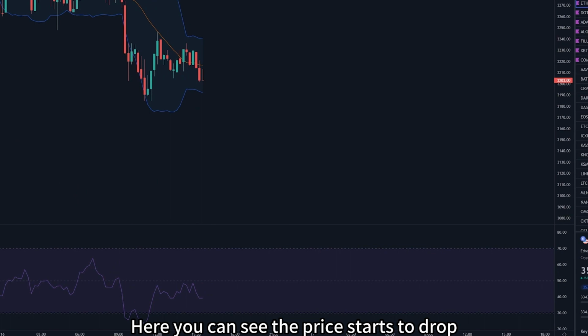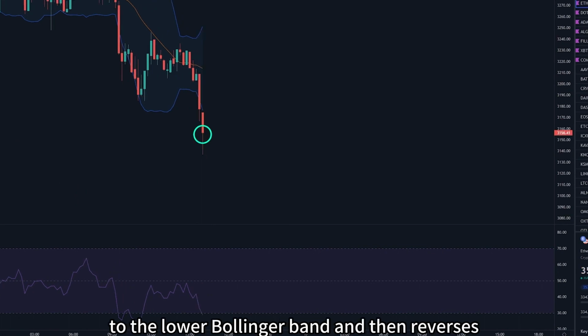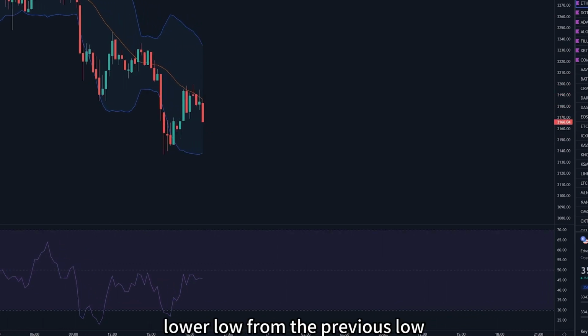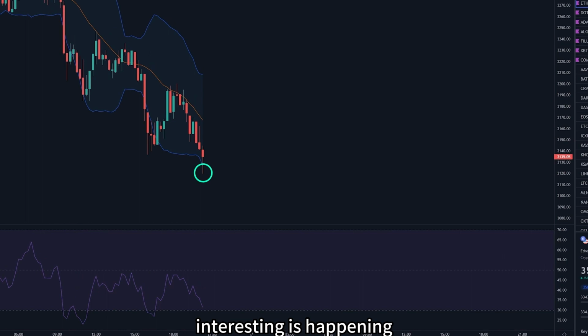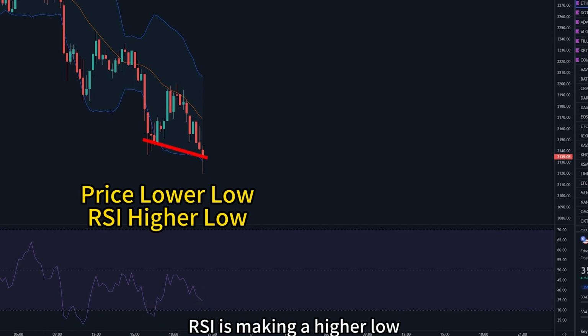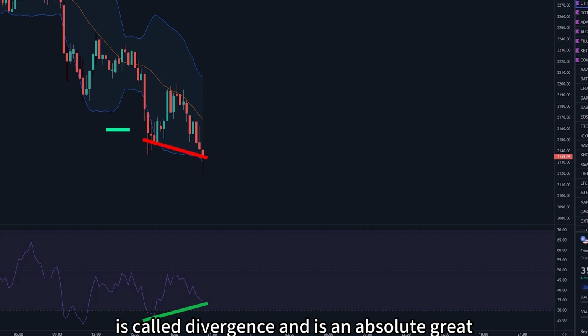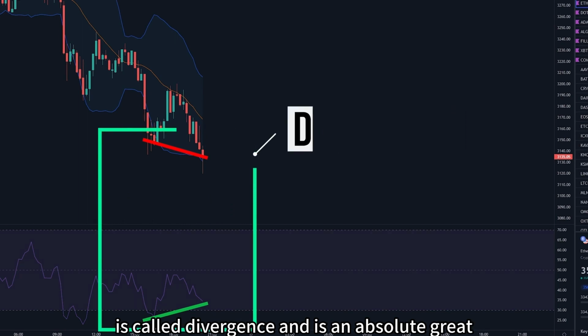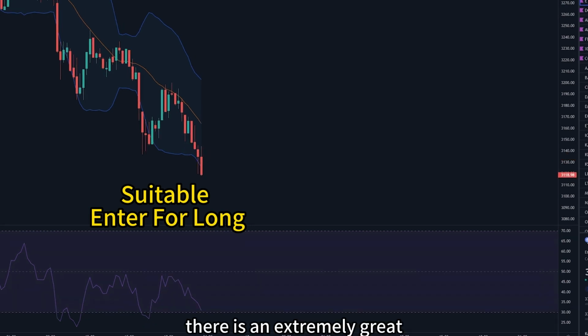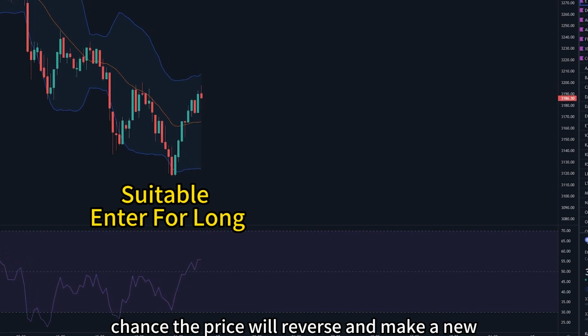Here you can see the price start to drop to the lower Bollinger Band and then reverse. The next time it came down, it made a new low lower than the previous low. But something interesting is happening. The RSI made a higher low. So we have price making a lower low, but the RSI is making a higher low. This right here is called divergence, and it is an absolutely great sign to enter a trade, especially if the RSI was previously below 25 and price went below the lower Bollinger Band. If this happens, there is an extremely great chance price will reverse back and make a new higher high.